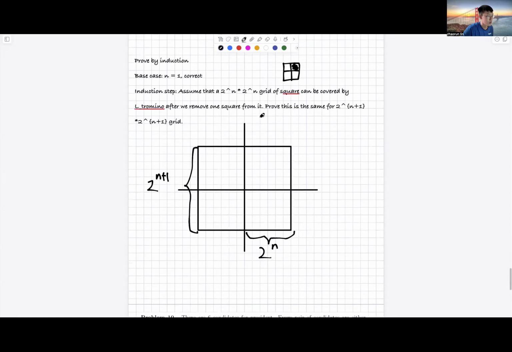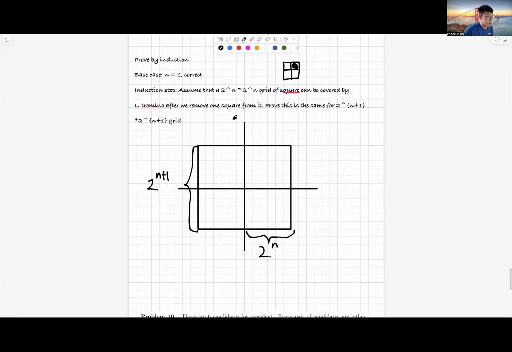So now we have to remove 1 square from this grid. We can remove it anywhere, so let's assume that it is here. So we remove this one. And by the induction hypothesis, this is a 2 to the n times 2 to the n grid. By the induction hypothesis, we can cover it by L trinomials after we remove 1 square from it. So we can cover this one.